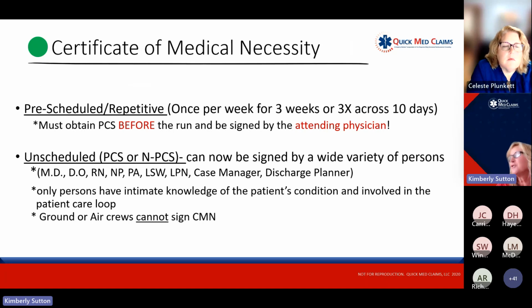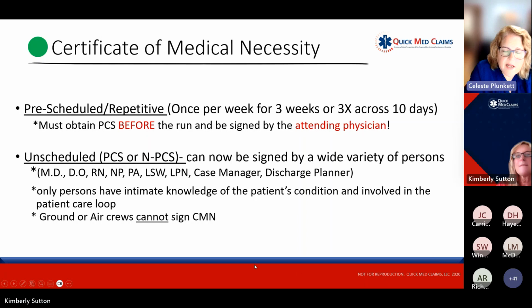All right, certificate of medical necessity for these pre-scheduled and repetitive trips. These are those once per week or 3 times a week trips for your dialysis patients. We strongly stress that you must obtain a PCS or CMN before that run, signed by the attending physician that supports that this trip meets medical necessity. Unscheduled trips can be signed by the caseworker, the LPN, or the discharge planner. It does not have to be the primary provider taking care of the patient, but they do need to have intimate knowledge of the patient's condition or be involved in the care.